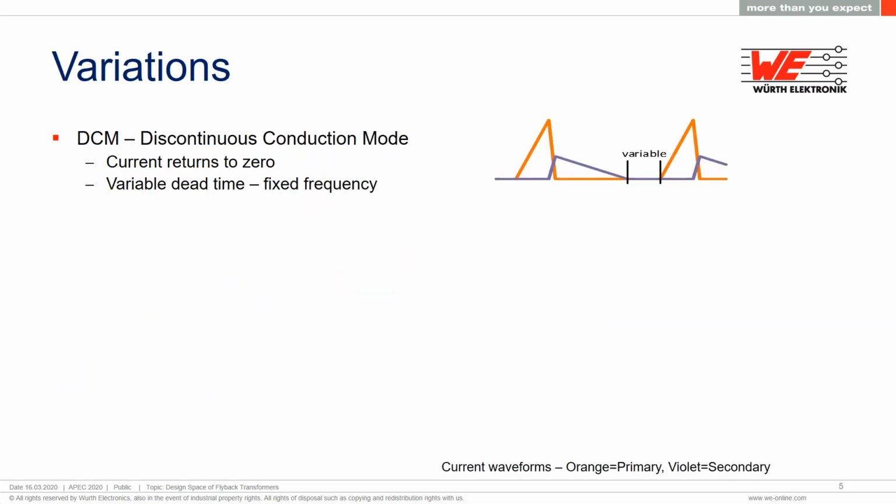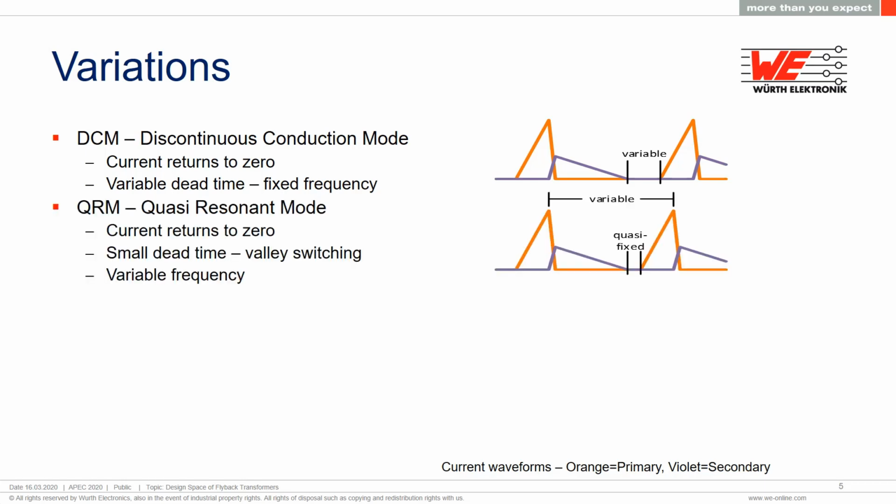Here are the common control methods for flyback transformers. In discontinuous conduction mode, the current always returns to zero before the cycle begins again. The dead time is variable, while the frequency is fixed. In quasi-resonant mode, the currents again return to zero, but there is only a small dead time based on the resonance of the parasitics. The idea is to reduce switching losses. This is also known as valley switching. As a result, the frequency is variable, changing with input voltage or load.